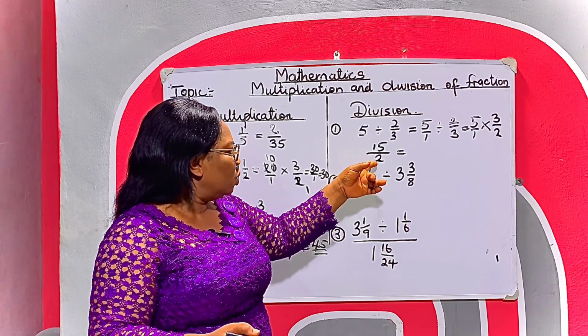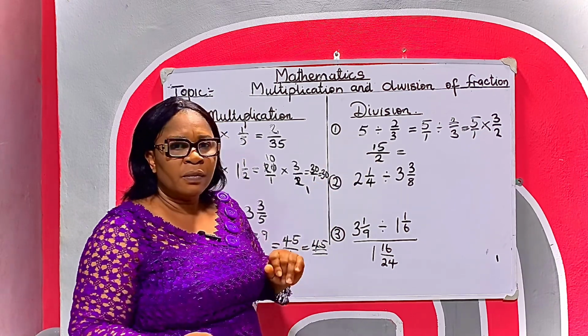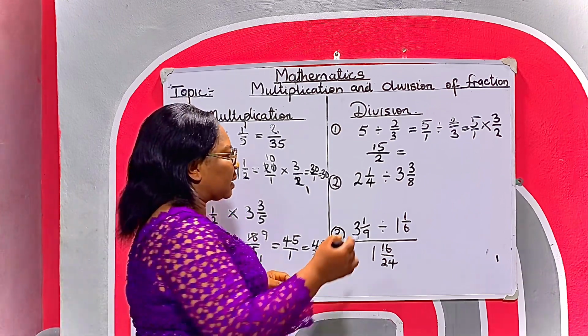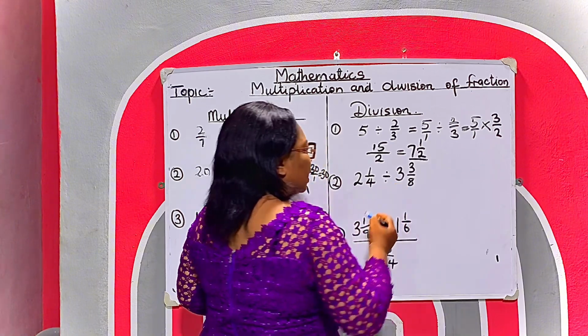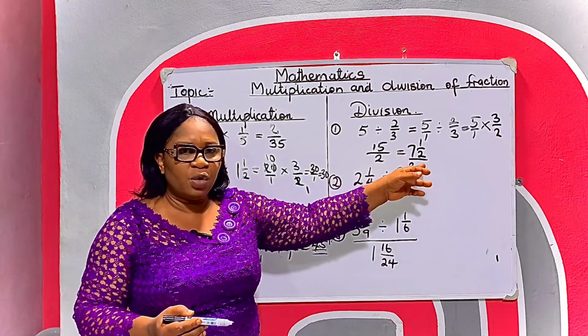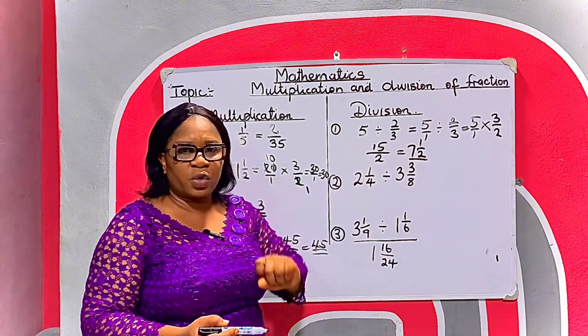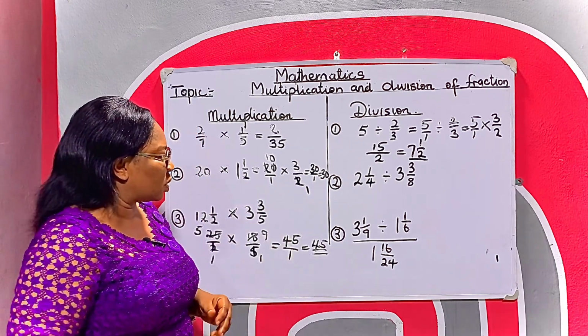So you say 2, how many 2 can we get in 15? We can get 7, remainder 1. So the answer is what? 7 whole number 1 over 2. Good. Look at this one.